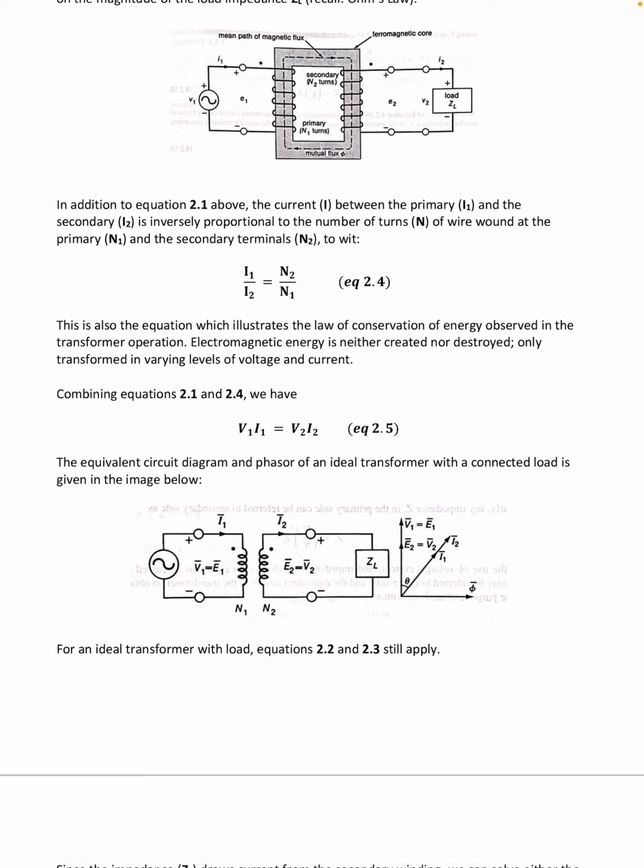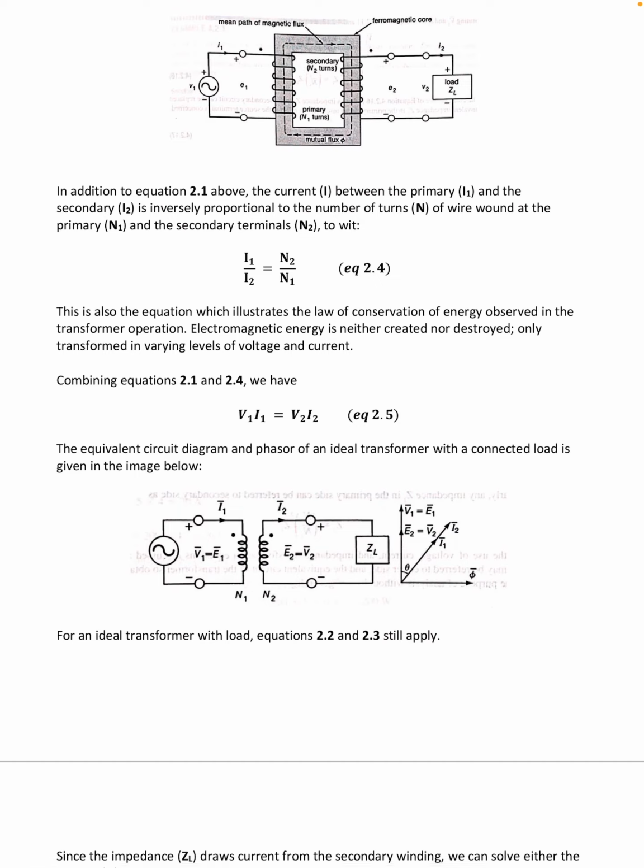Then combining equations 2.1 and 2.4, katong current and voltage, we have V1 I1 is equal to V2 I2. This is a very handy equation na ma-relate ang voltage and currents for both primary and secondary. And this is the equivalent circuit diagram and the phasor of an ideal transformer with load. So as you can see, ang current nagalag na siya behind the voltage. It is because of the influence of the impedance ZL.